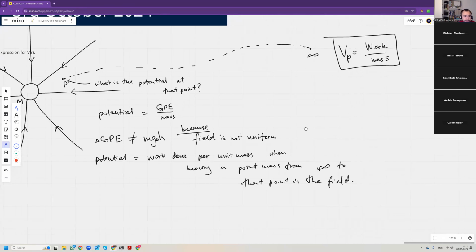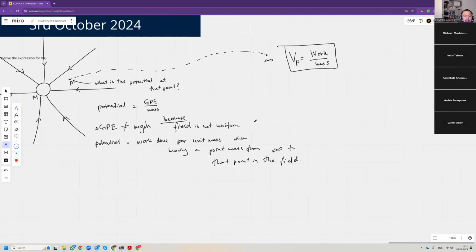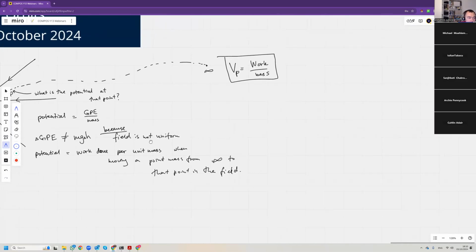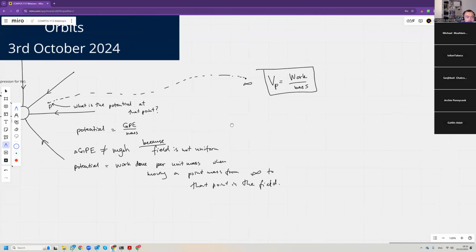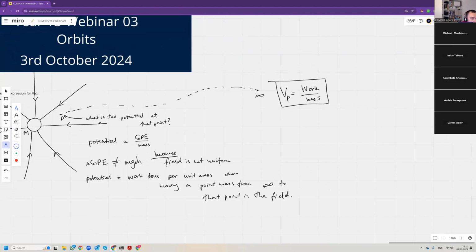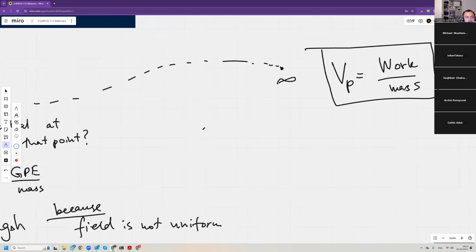Good. And well, we need to find the work. So let's say it's the gravitational potential at point P. Let's say you are moving from infinity. So what is the work done? Well, let's say you're moving along this line.